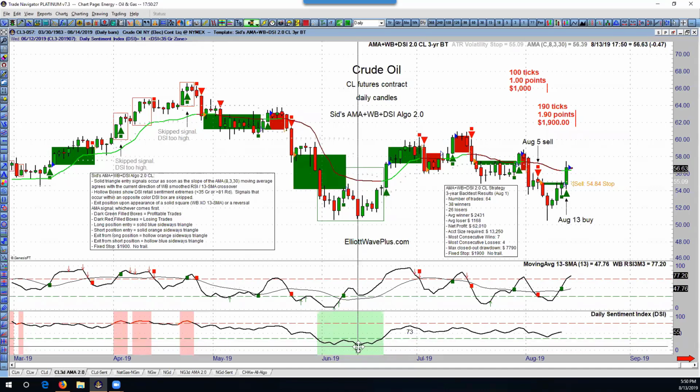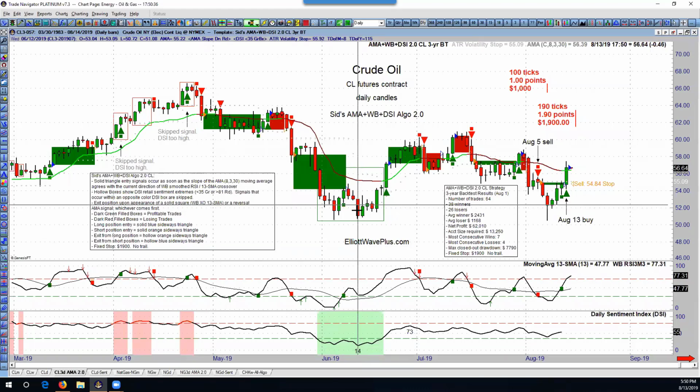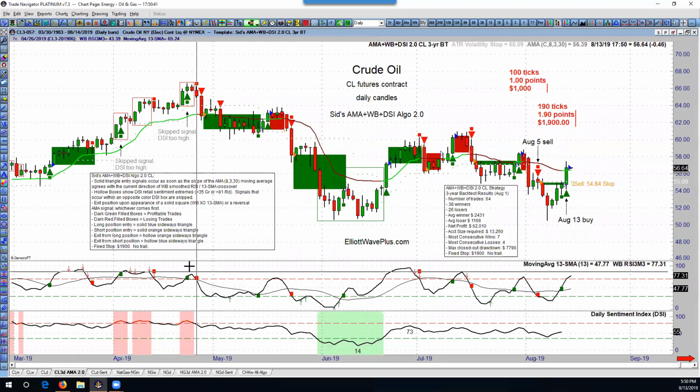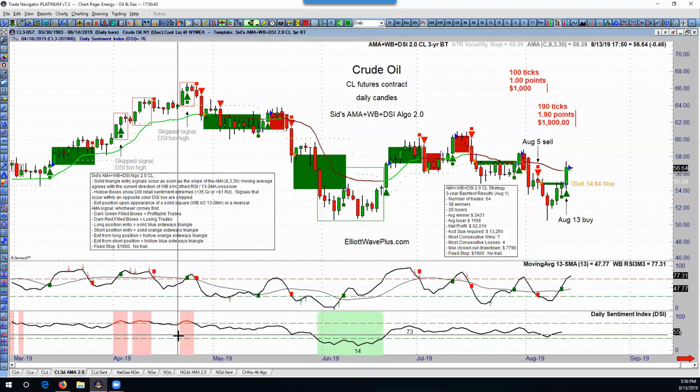So the DSI was only 14 right here, which meant that only 14% of retail traders were bullish at the end of this candle. And then it also looks for extremes on the high side as well. For instance, if you look right up here, this date right up in here, as I move this crosshair around, that was on April 23rd. On April 23rd, the DSI was an 88.